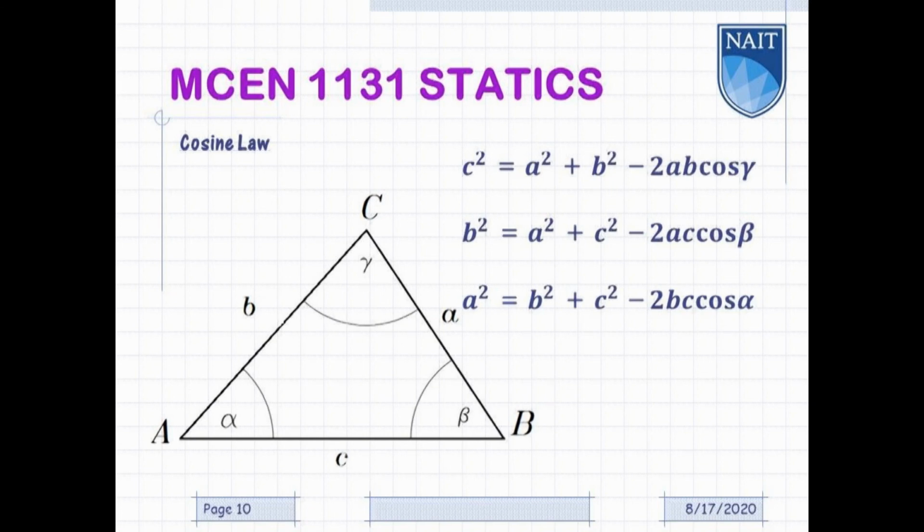Use the figure below and follow along. Cosine law. C squared equals A squared plus B squared minus 2AB times the cosine of gamma. B squared is equal to A squared plus C squared minus 2AC times the cosine of beta. A squared is equal to B squared plus C squared minus 2BC times the cosine of alpha.